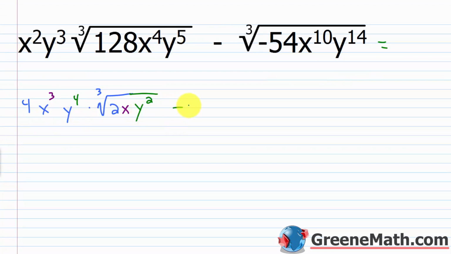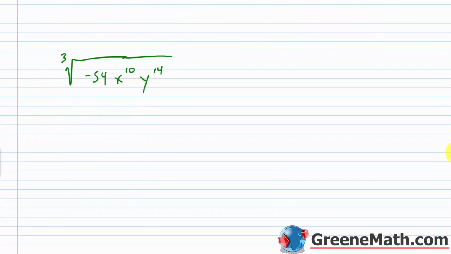So now let me put minus, and let me deal with this down here. So I have the cube root of negative 54 x to the 10th power y to the 14th power. So let's think about that guy now. Thinking about negative 54, if I have the cube root of that, let's go ahead and separate this into the cube root of negative 1 times the cube root of what? If I think about 54, it's 27 times 2. 27 is a perfect cube. 27 is 3 times 3 times 3. So then times the cube root of 2.